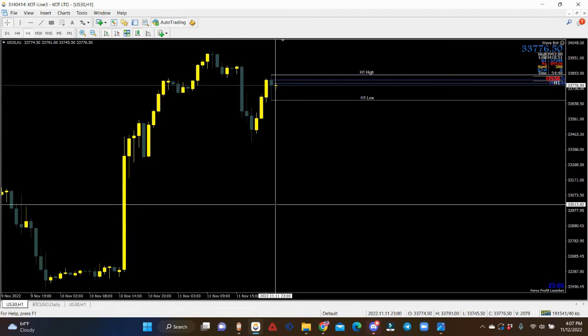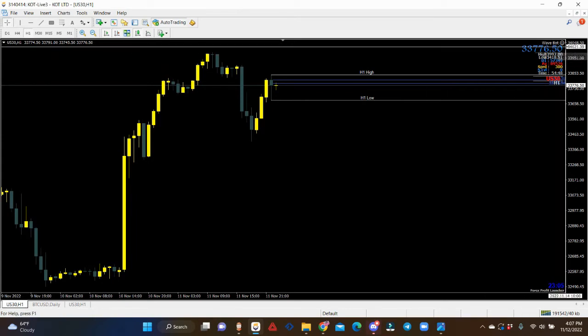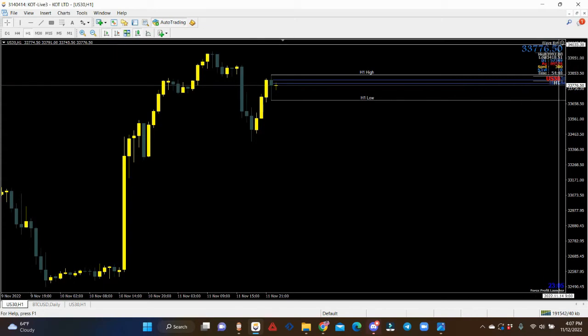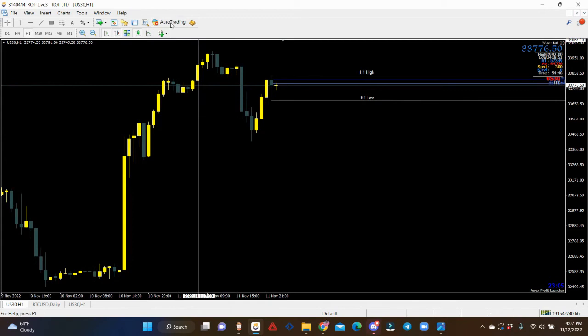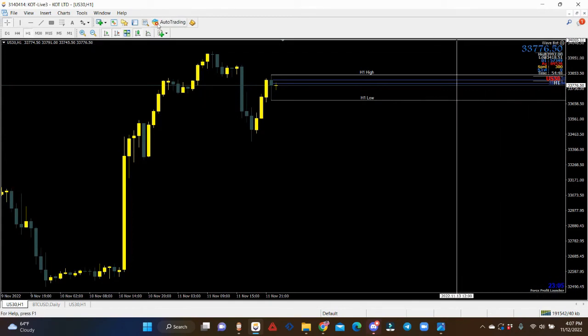Now, the second thing that you're going to do, you're going to go to the toolbar and make sure that auto trading is turned on. It should be a green button right there. The reason why you want auto trading turned on is because we have a robot that we use, the Wave bot. You want it to have that smiley face because that's how you know that the robot is actually working. If I turn it off, you see that the robot is frowning. That means it's turned off. So you want this to be turned on.